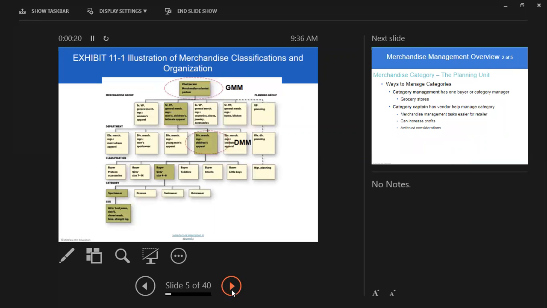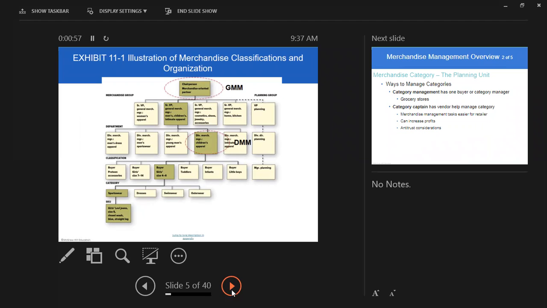So as you can see here, when it comes to the merchandise buying process, you can look at the first layer, which is the GMM. The GMM is the person looking into the whole spectrum of merchandise classification in the company and making decisions to purchase what types of merchandise are suitable for the retail shop.